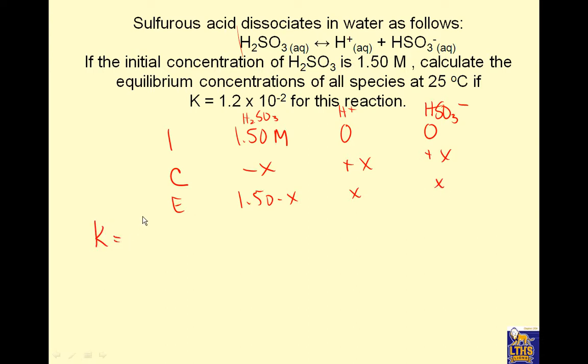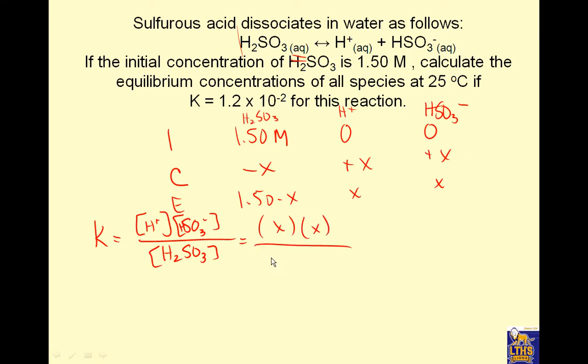So our K is going to be products, H plus and HSO3 minus, no coefficients, over reactants, H2SO3, and that's aqueous, so it has to be in there. Then we plug in our H is X, our HSO3 is X, and at the bottom we have 1.50 minus X. So we have X squared over 1.50 minus X is equal to 1.2 times 10 to the negative 2, because that's our K. What do we do next? Well, we have to solve for X so we can figure out the concentrations.